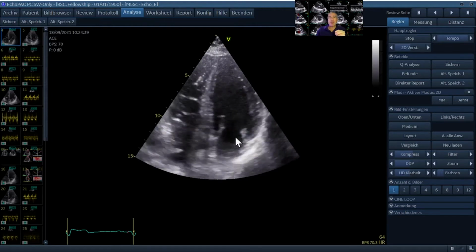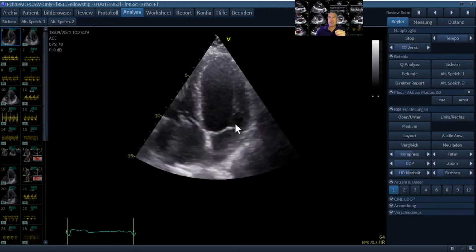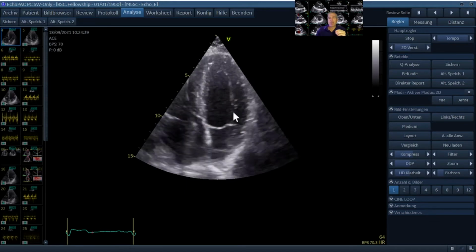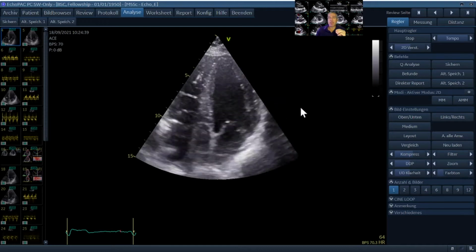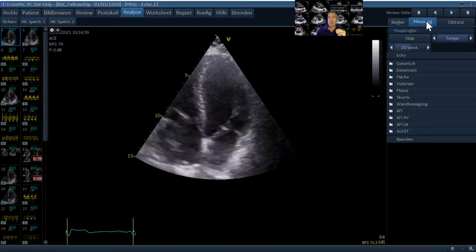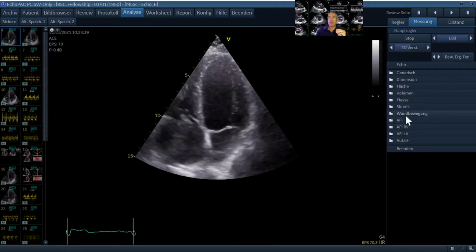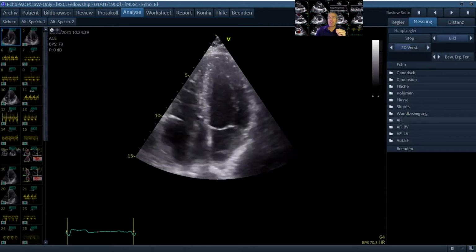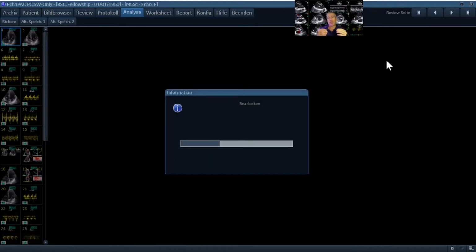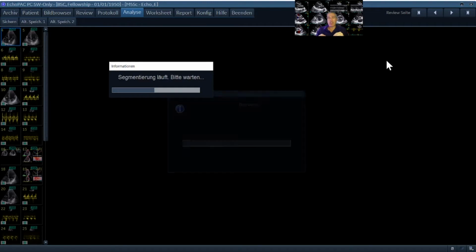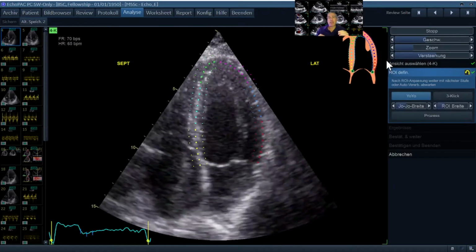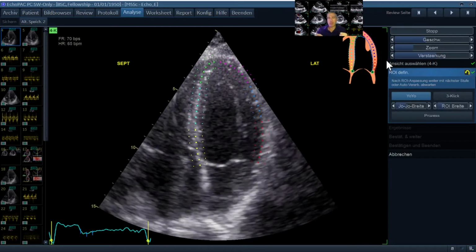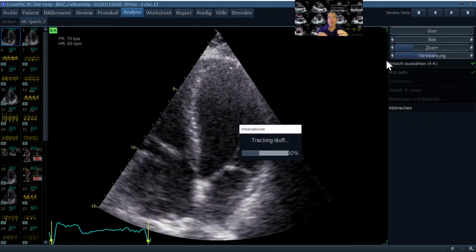So let's have a look how this pacing configuration turns out in the contraction patterns by 2D strain imaging. For that I go to the measurement menu. There is automatic function imaging, and now the software with artificial intelligence automatically detects that this is a four-chamber view, and it automatically performs the contouring. I did nothing here, and then let's have a look at the result.